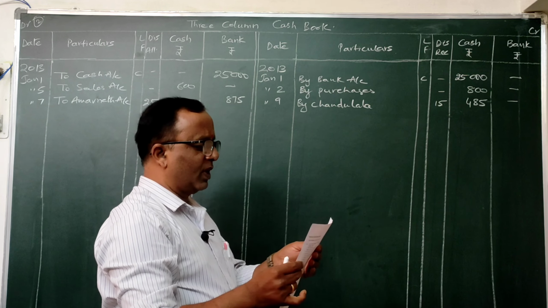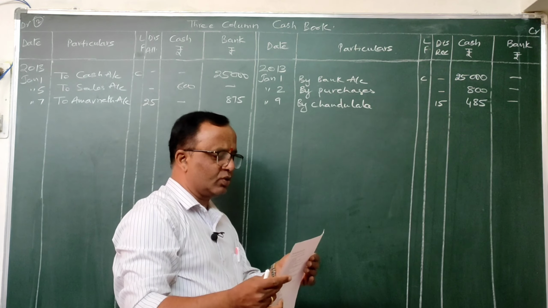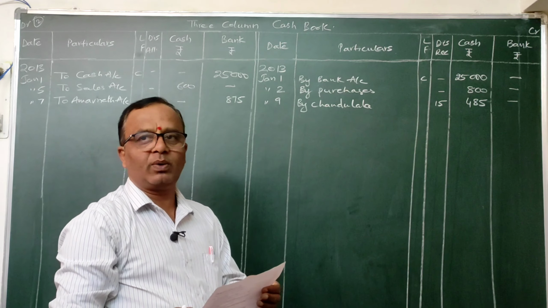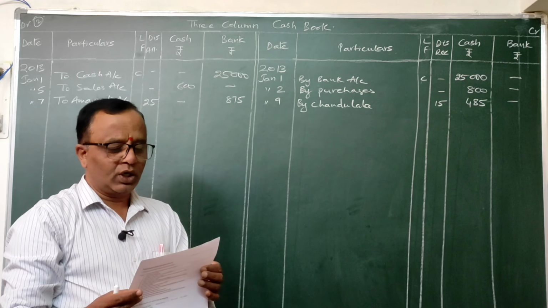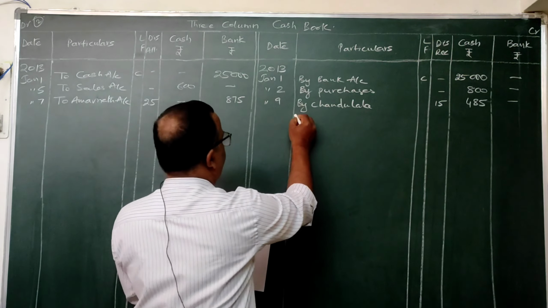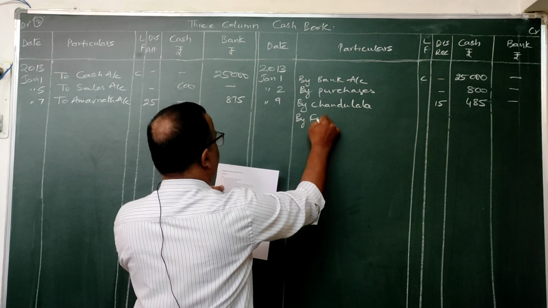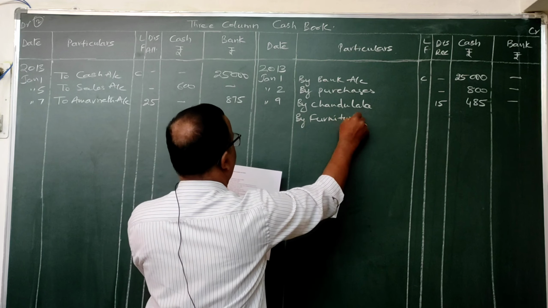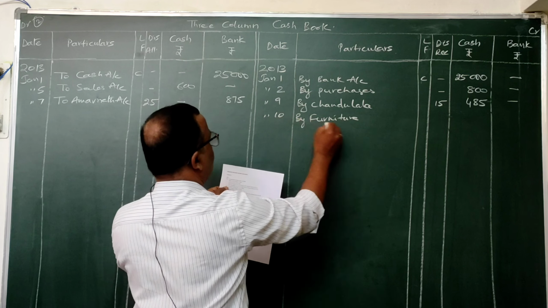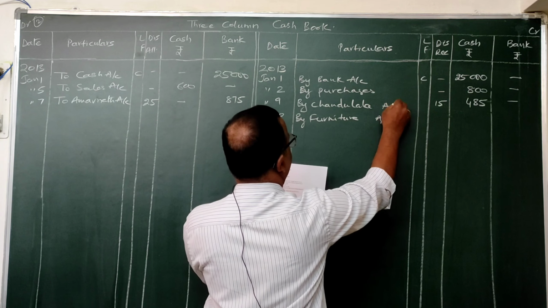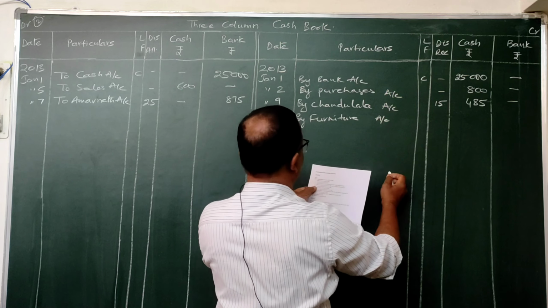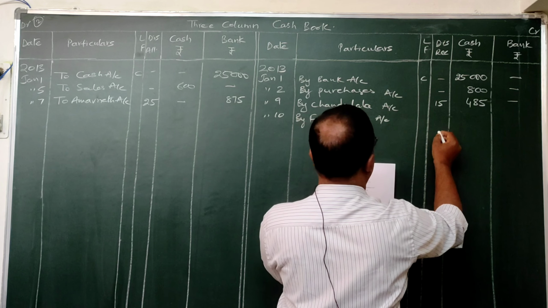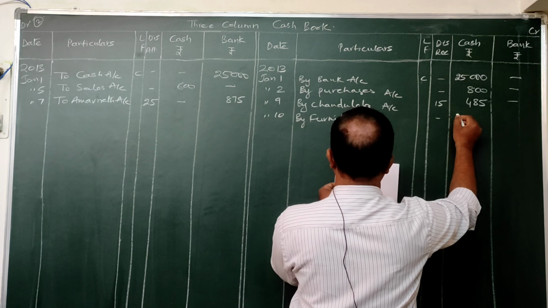Then on 10th, purchase furniture for cash. So when you have purchased furniture for cash, our entry will be furniture account debit to cash. So it will be by furniture account. This is on 10th. See, by furniture account, where in cash column we are going to write how much? 800.